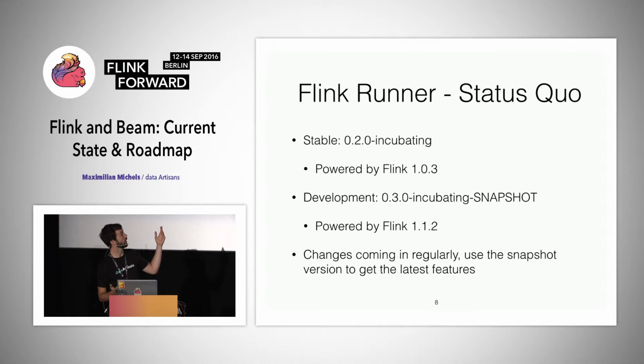The runner, of course, because it is part of Beam now, shares the same release cycle. So we have a stable runner, as 0.2, powered by Flink 1.0.3, and the snapshot version 1.3, powered by Flink 1.1.2. And at this point in time, because we're still in the 0.x phase, of course, many changes come in. Actually, I was pushing some changes before I did this talk. I was opening pull requests because I realized some issues. I think this is normal because it's still a young project. If you try it out, give us feedback on the mailing list and/or open Jira issues. I'm sure we can sort out the issue pretty fast.